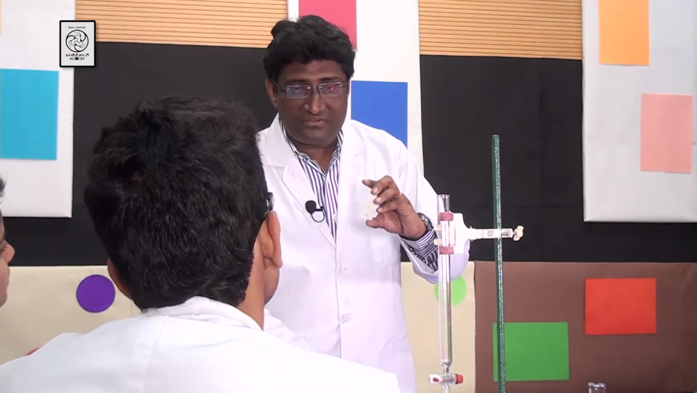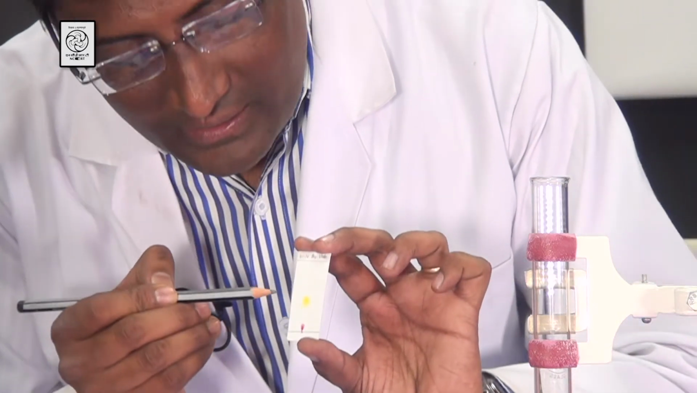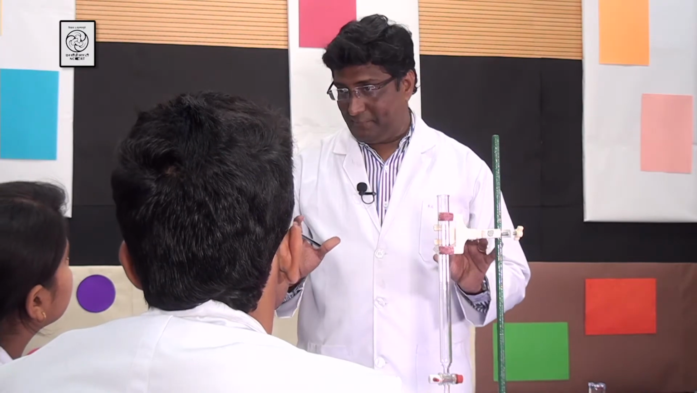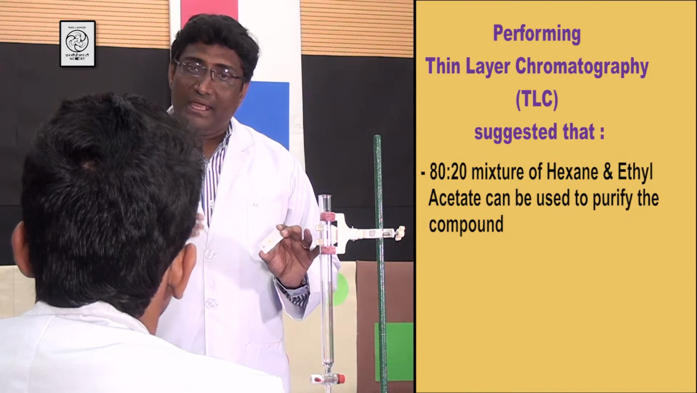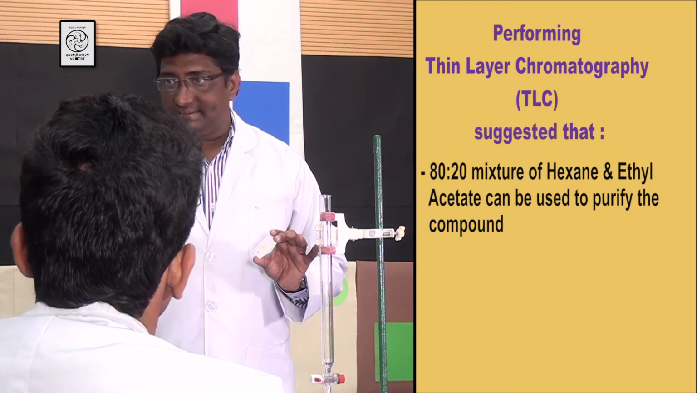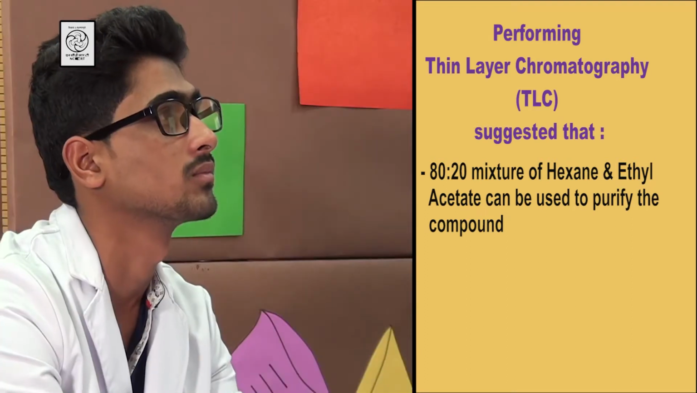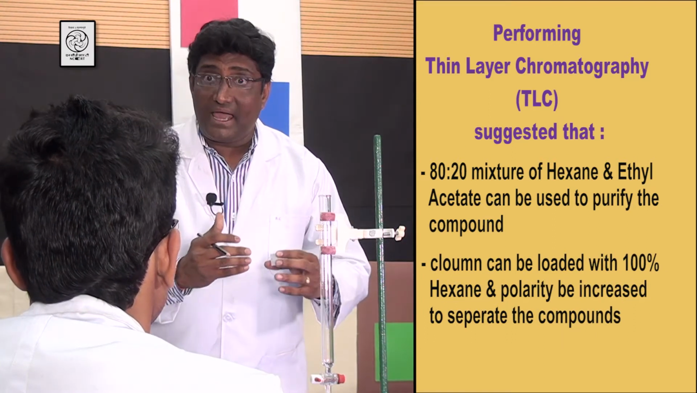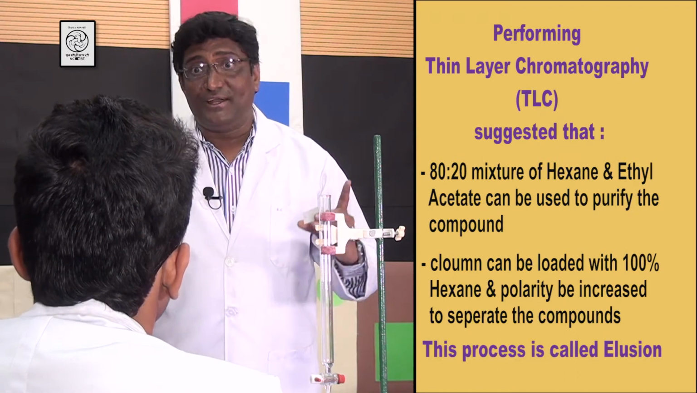Students, this is a TLC. I took a mixture of compounds, a yellow one and the red one. However, I am not going to show you the details of thin layer chromatography today. But this experiment suggested that I can use an 80-20 mixture of hexanes and ethyl acetate to purify the compound. It also suggested that I can load the column with 100% hexanes and increase the polarity to separate the compounds. This process is called elution.